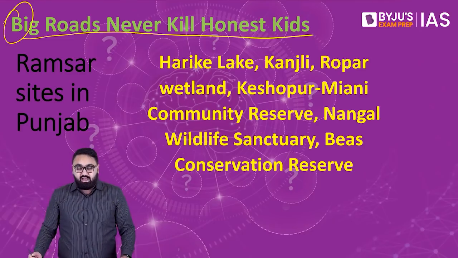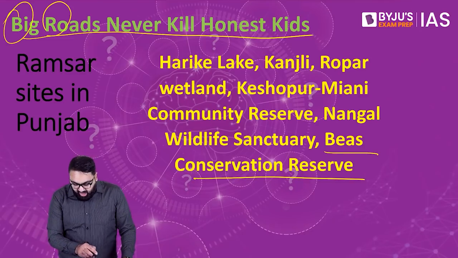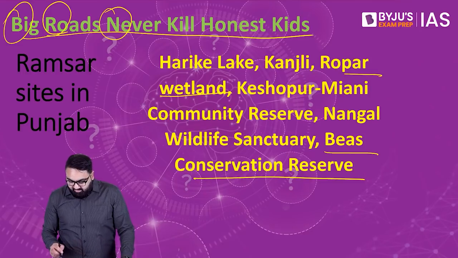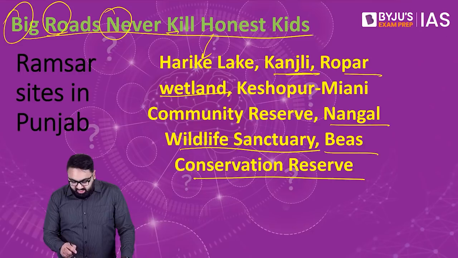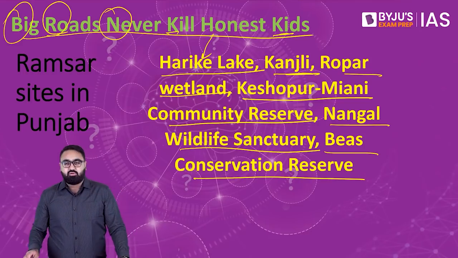How? The letter B here stands for Beas Conservation Reserve. The letter R stands for the Ropar Wetland. Then we have N for Never, which stands for Nangal Wildlife Sanctuary. The letter K stands for Kanjli. H for Honest stands for Harike Lake. And K here stands for Keshopur Miani Community Reserve.